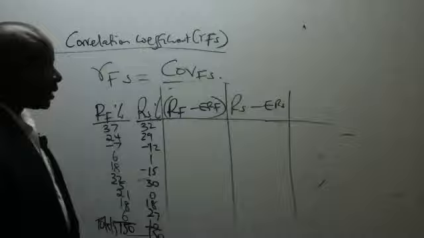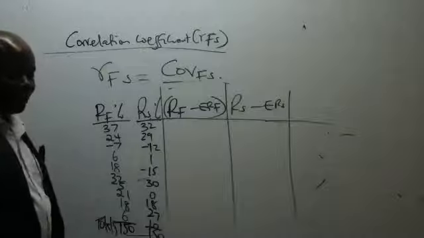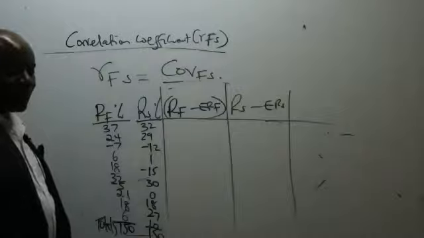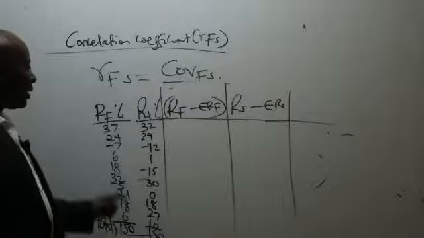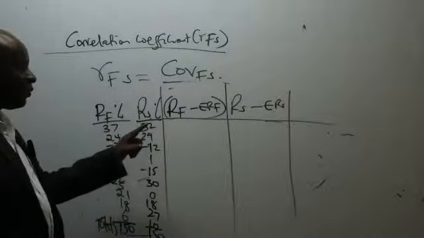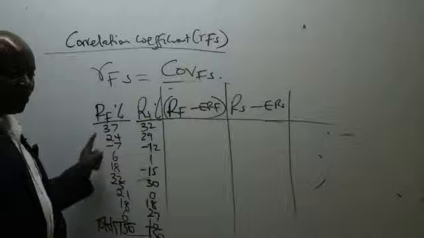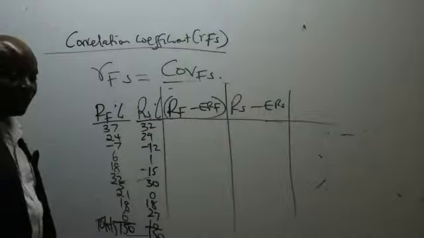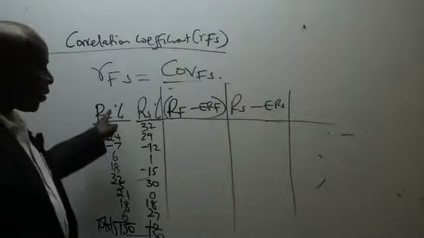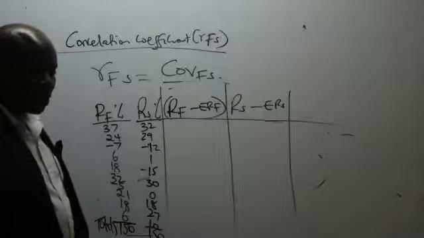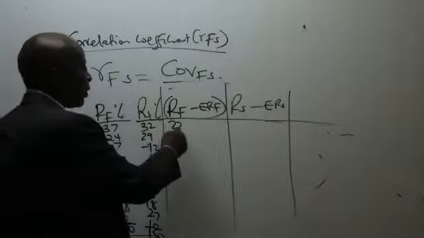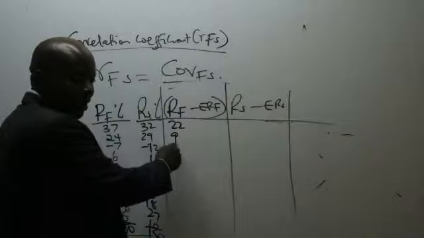Are you able to give me these numbers very fast because of time? Like the deviation of F will be 37 minus 15. You keep on taking away 15 from each one of these. So Merab tells me that the first one is 22. The second one is 9.